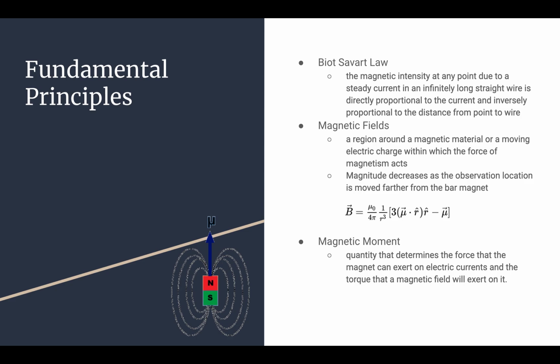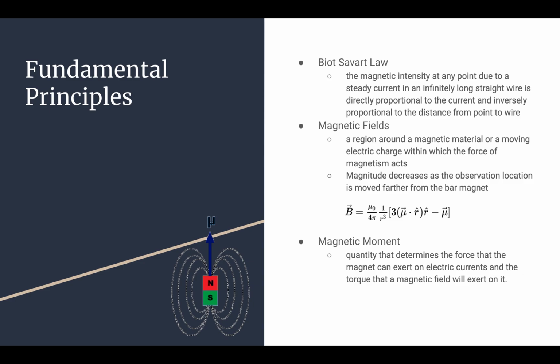So some fundamental principles that I had to understand in order to do this lab were the Biot-Savart law, which basically has to do with the magnetic intensity at any point due to a current, and it's proportional to the current and inversely proportional to the distance from the point to the wire. And the general concepts of the magnetic fields were also important.